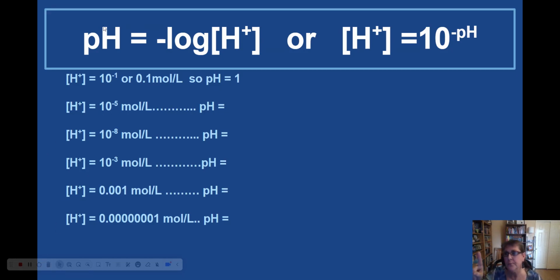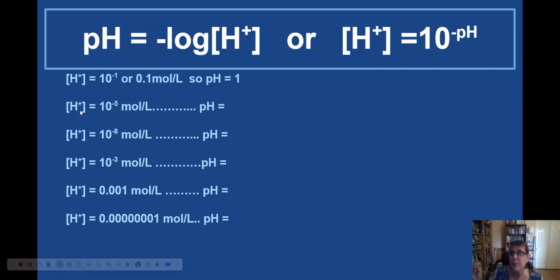So look over here. If the H+ is 10 to the minus 1, which is 0.1 moles per liter, the pH is 1. Again, that exponent is the pH when we write it in this format. H+ equals 10 to the negative 1. 1 is the pH. That's it. pH is 1. Is that acidic or basic? Acidic, right? pH of 1 is very acidic.